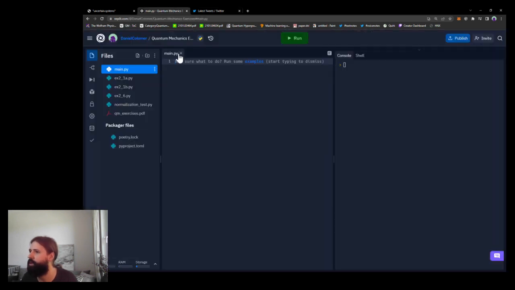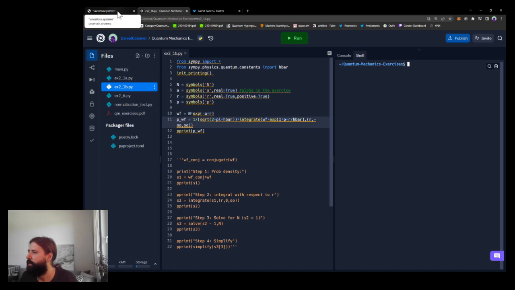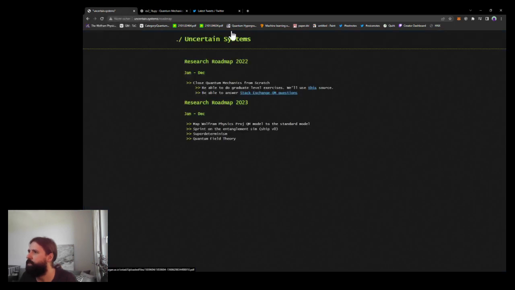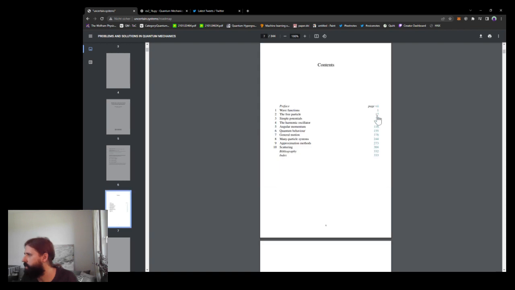Where are we? We were doing 2.1b. We were doing the Fourier transform, and I just forgot even what the page was. I mean, that's definitely the book. So let's go back to the exercise.